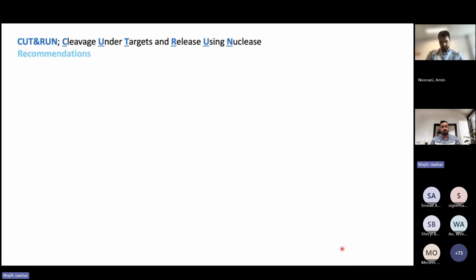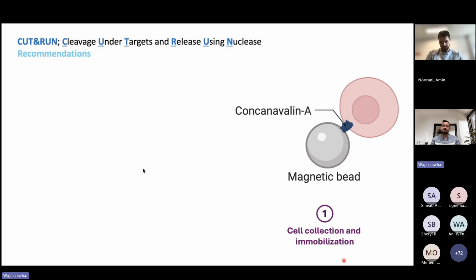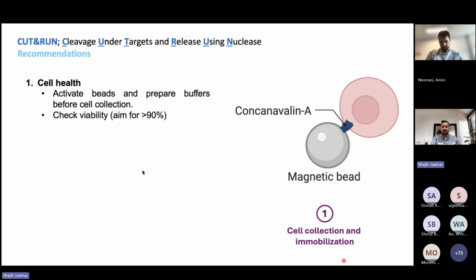And now I'll discuss the protocol in more depth and provide finer details and tips for experimental success. So as I said, in the first step, cells are collected in their native state, so they're living cells, and they are immobilized on these CUT&RUN beads. So in this step, the cell health is very important because cells are still alive. So activate your beads and prepare your buffers before cell collection, because you want to minimize the amount of time that your cells are not in their regular growth conditions. And of course, aim for the healthiest, most viable cells possible. So check viability upon collection.